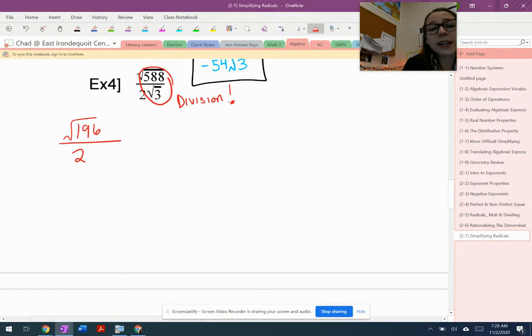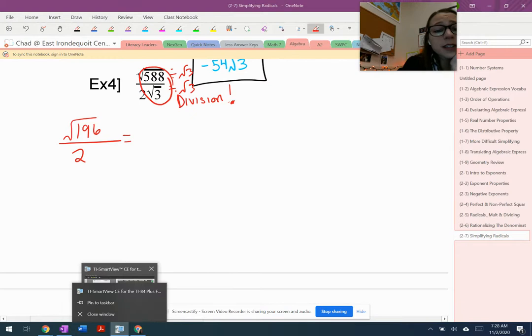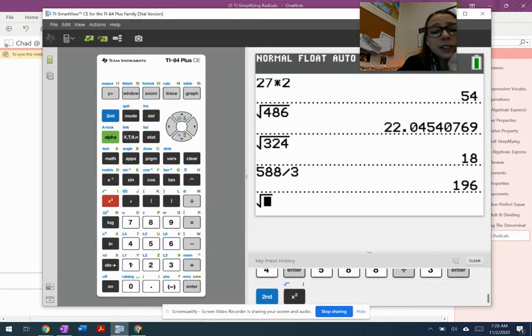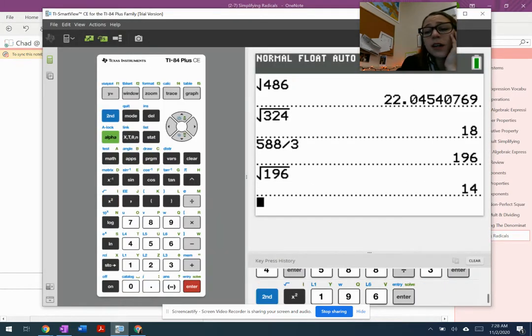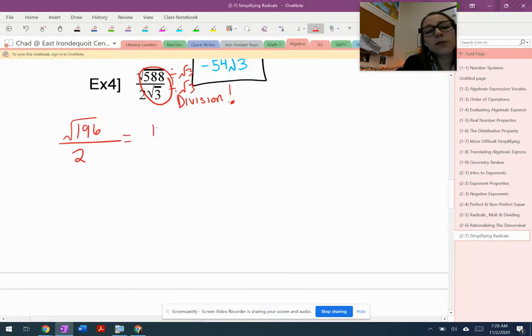You know, if I divided the square root of 3 by the square root of 3 kind of thing. And so then it might be jumping out at you immediately that 196 is a perfect square. And if it's not, you just want to get in the habit of checking it. Boom. 14 divided by 2 is equal to 7.